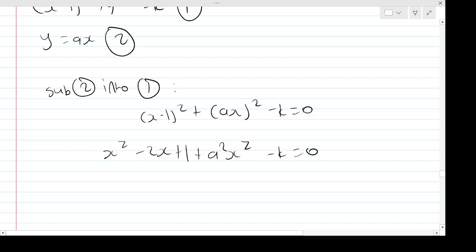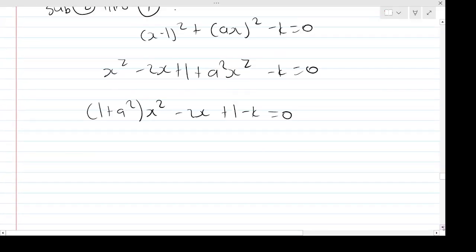Now it's probably helpful to rearrange it exactly into a quadratic. If I collect all the x² terms firstly, I would get x² and a²x², so that'd be (1 + a²) lots of x². Then I have -2x there. And lastly, I have 1 - k, the number with nothing attached to x, and that's equal to 0. There we are. So now that's in a quadratic form quite nicely.